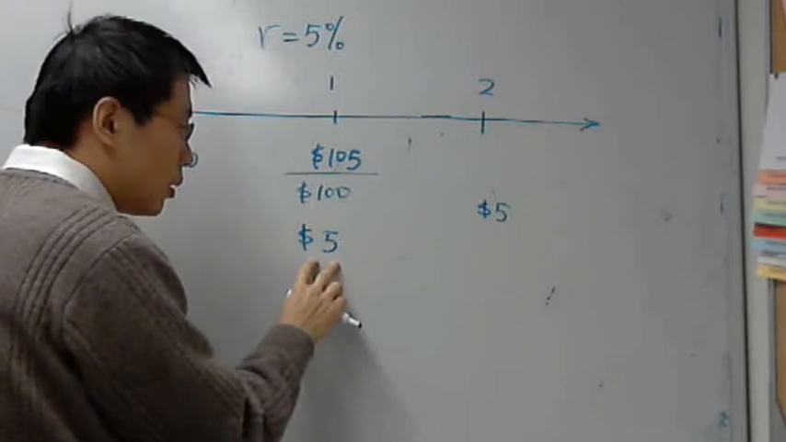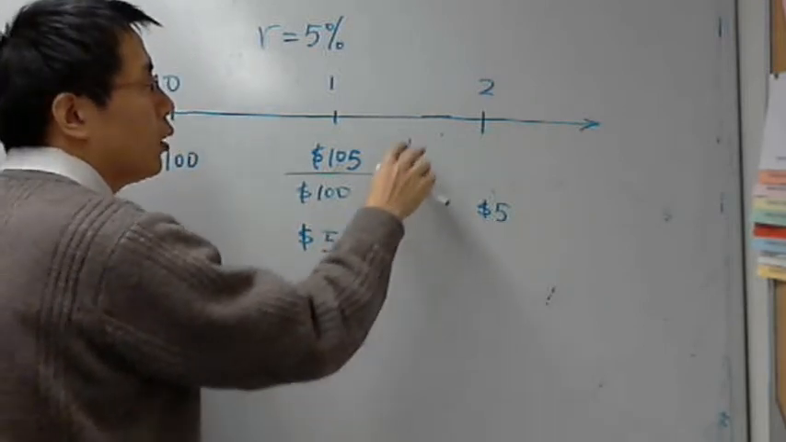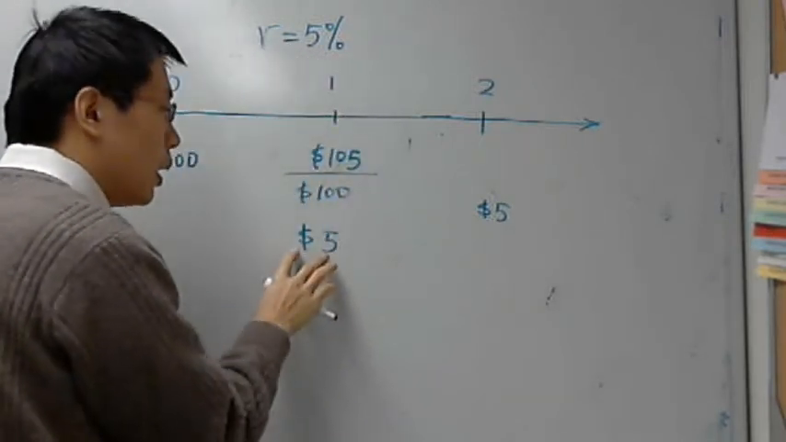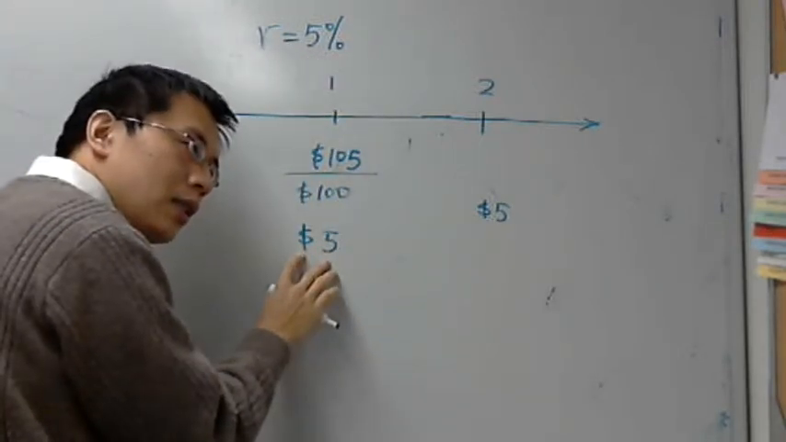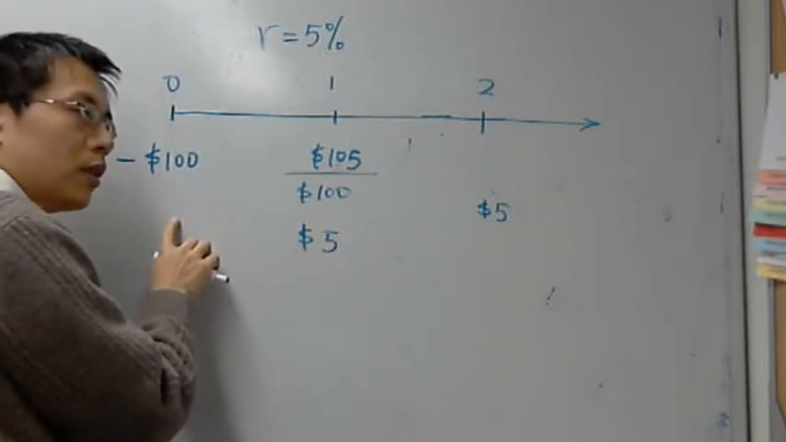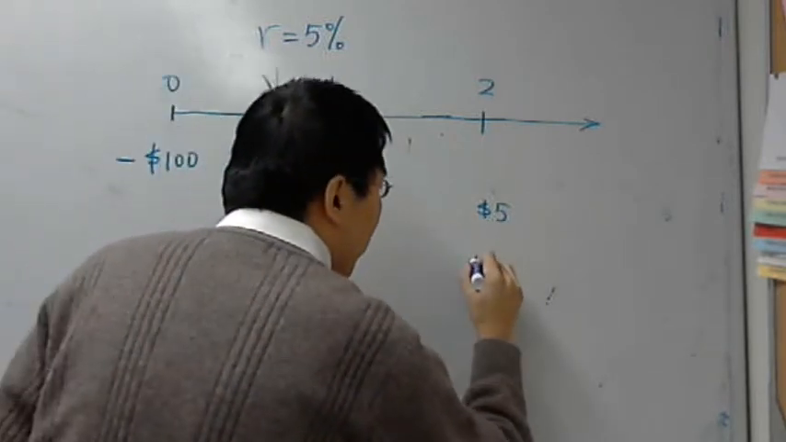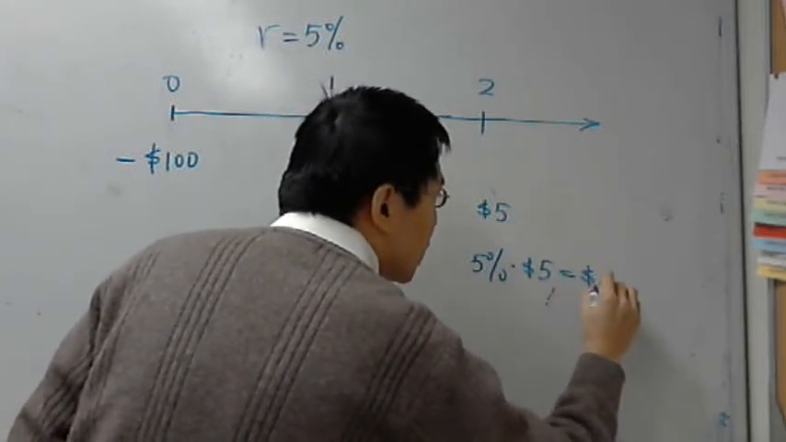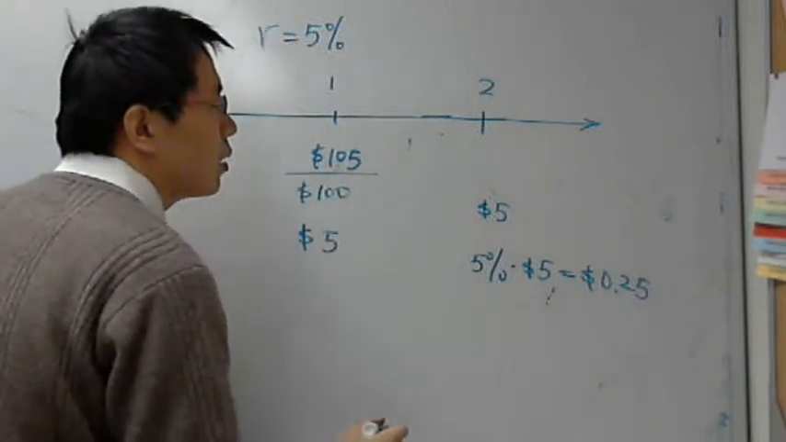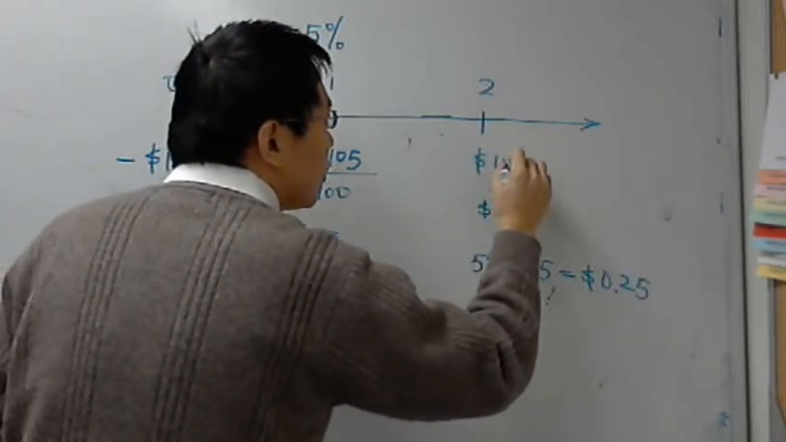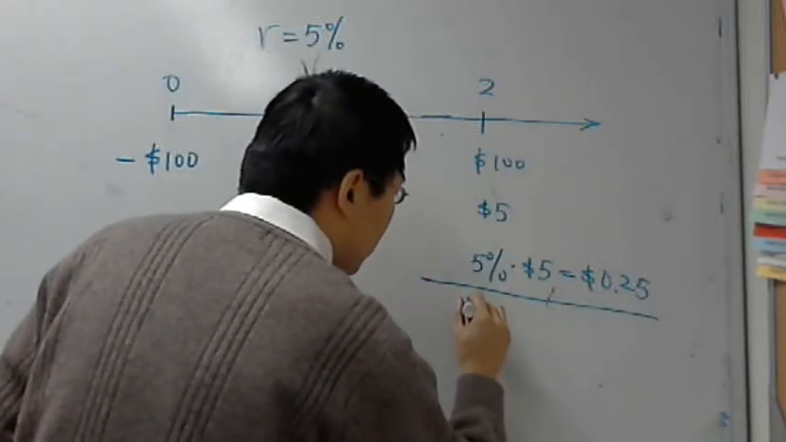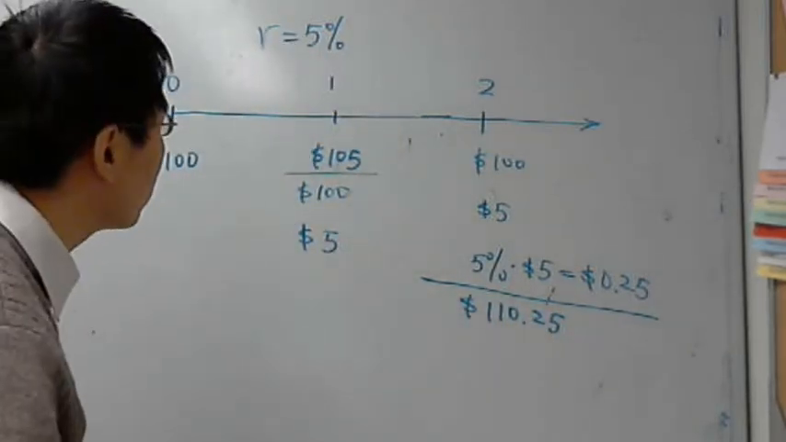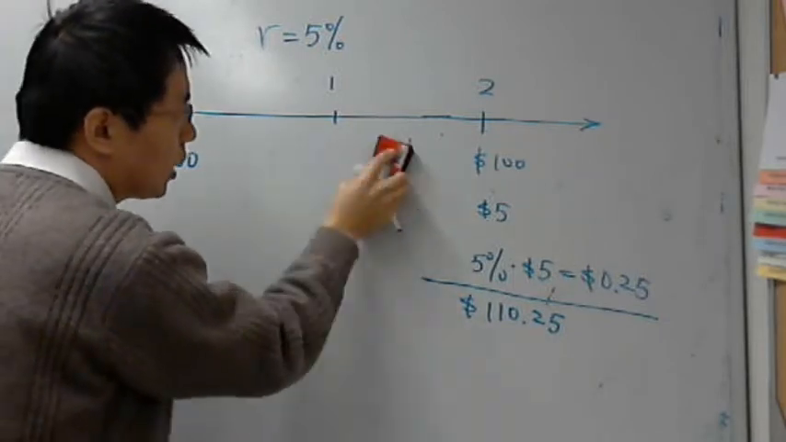How about this one? The $5 is able to generate interest given a 5% interest rate. So the interest this first-period interest will generate is 5% times $5, which is exactly 25 cents. So the total sum is 110.25. Let me go back to the relation I just erased.